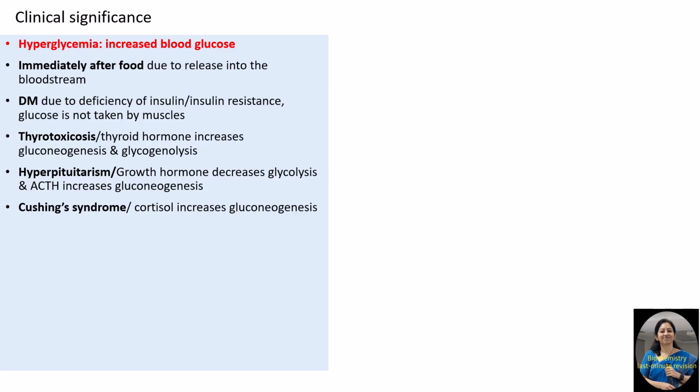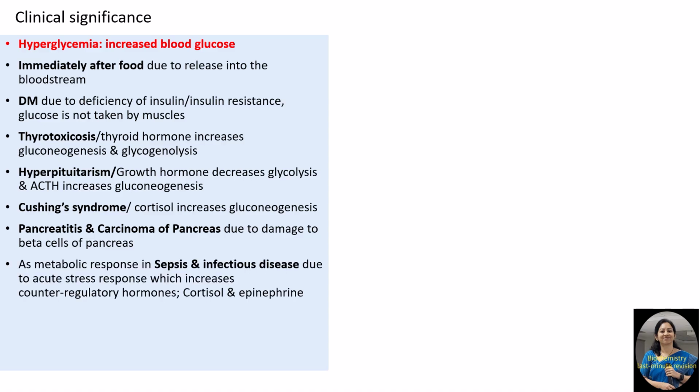The next condition is Cushing syndrome, characterized by increased cortisol. This increased cortisol stimulates gluconeogenesis, synthesis of glucose from non-carbohydrate sources. That is how it contributes to hyperglycemia. The next condition is pancreatitis or carcinoma of pancreas. Here there occurs damage to beta cells of pancreas, and as you all know, beta cells of pancreas secrete insulin. So decreased insulin, decreased glucose uptake by muscle and the adipose tissue, and blood glucose increases.